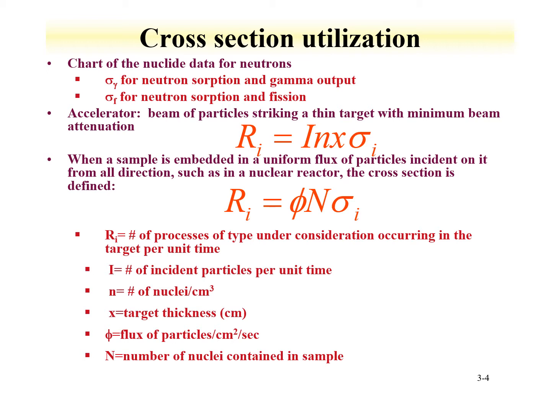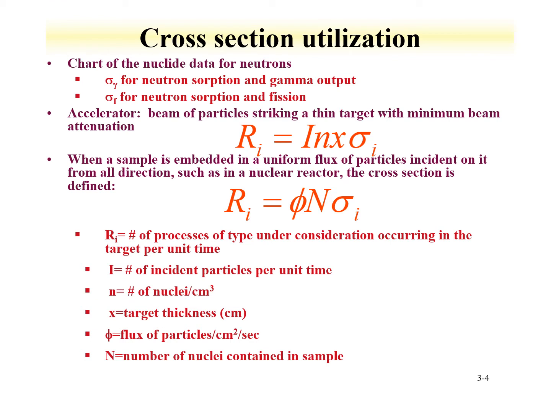So we have these terms: the incident particles per unit time, a beam current. We have the number of target atoms per centimeter cubed. We have a target thickness in centimeters, so we see that we get an inverse centimeter unit here. And then we have the cross-section, which is in centimeters squared. So we see that the area values get removed.